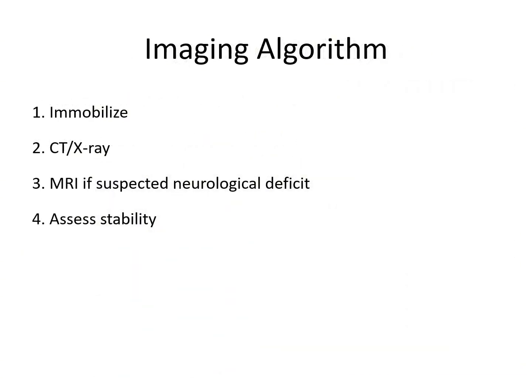Now the imaging algorithm for spine injury. First immobilize the patient, then go for the CT if available. If not available, then go only for the X-ray. Nowadays CT is the modality of choice for the imaging of spine trauma, and then do MRI if a neurological deficit is suspected and to assess the stability of the patient.